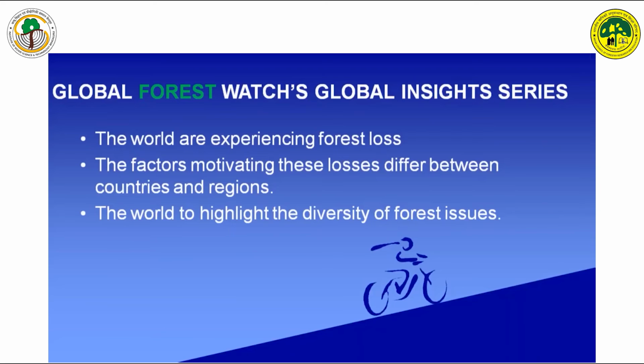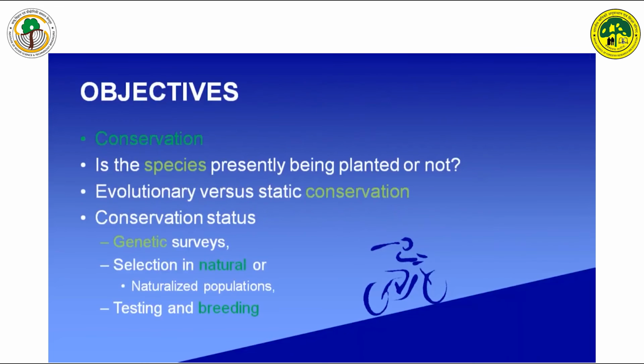The factors motivating these losses, the differences between countries and regions, and highlighting the diversity of forest issues. For that, we require objectives. One is conservation. I hope you are all working in the conservation part of silviculture and many more aspects of that. And whether species are presently being planted or not, we can obtain that data and derive the knowledge.